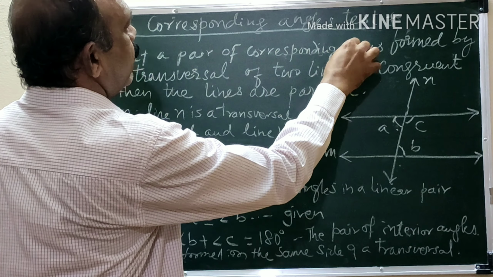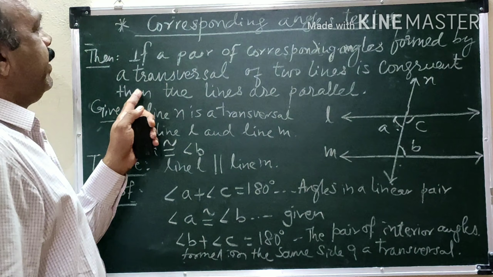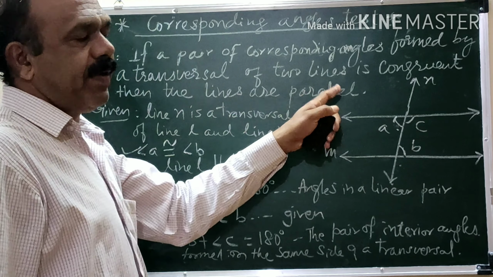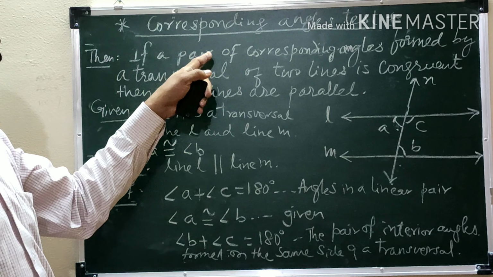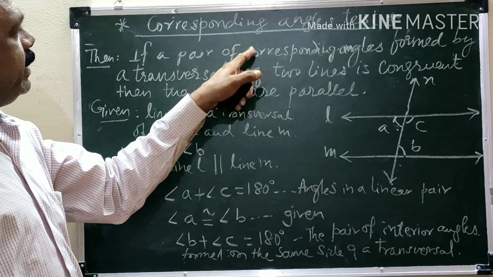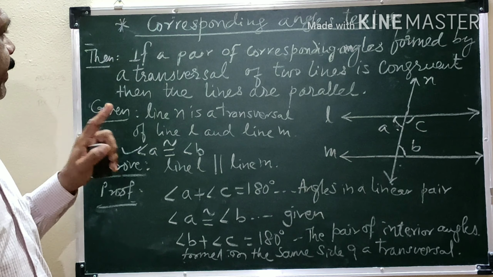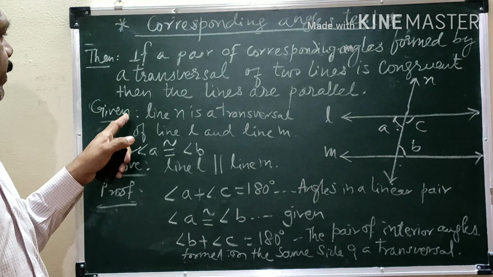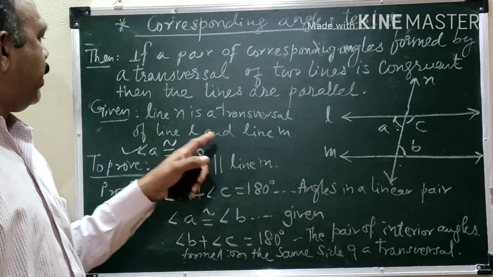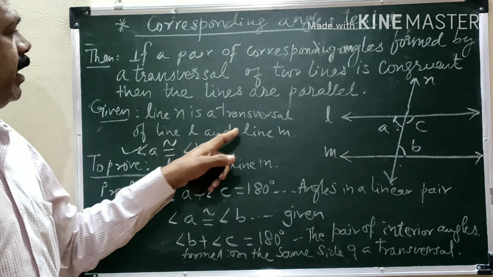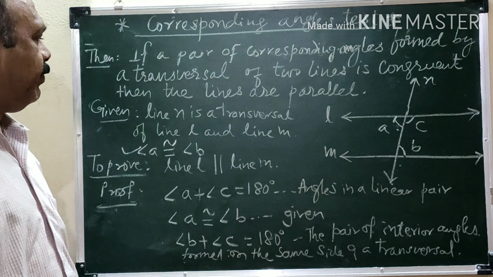If a pair of corresponding angles formed by a transversal of two lines is congruent, then the lines are parallel. So what we will change here is that instead of alternate we write corresponding, right? Then given is the same: the line N is a transversal of lines L and M, and angle A is congruent to angle B. This is given here.